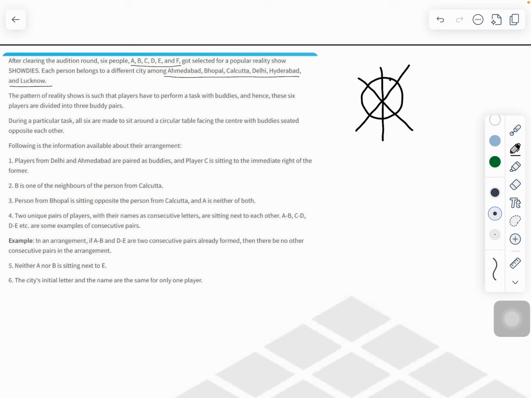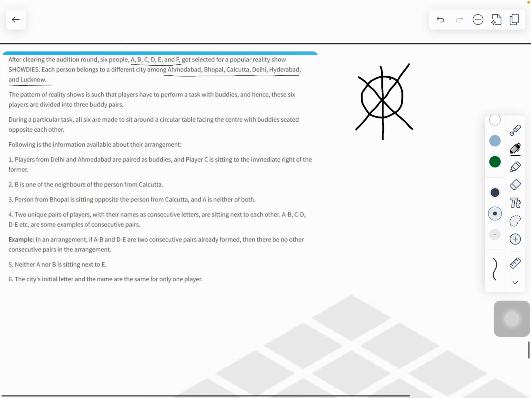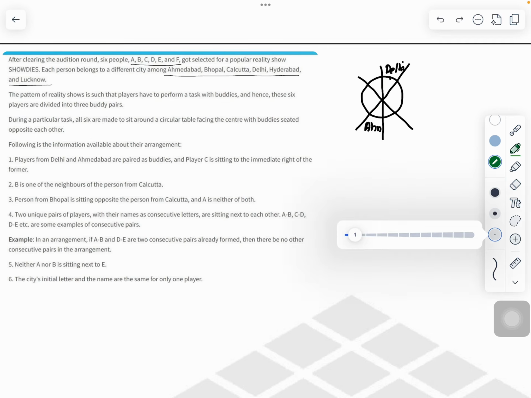Say for example, if players from Delhi and Ahmedabad are paired as buddies, which means they are opposite each other. So I will write Ahmedabad here and Delhi here. So let's say Ahmedabad person is A. I will write this as A and this as B. So that is the architecture I am going to follow. Ahmedabad and Delhi.